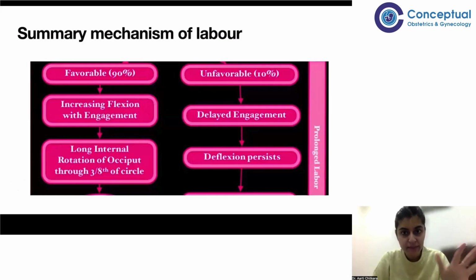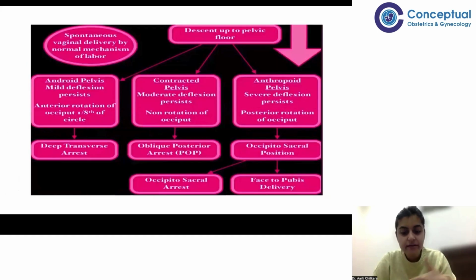Sometimes the outcome may be unfavorable. There is delayed engagement, deflection persists, and the patient might land up in arrest or cesarean. Most of the cases, that is 90%, spontaneous vaginal delivery by normal labor can happen. I'll explain you one by one, coming to all of that. Descent up to pelvic floor.